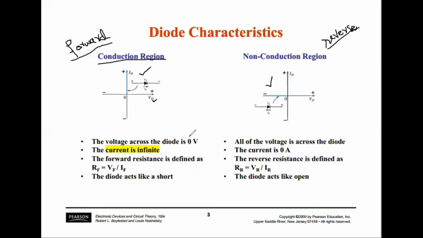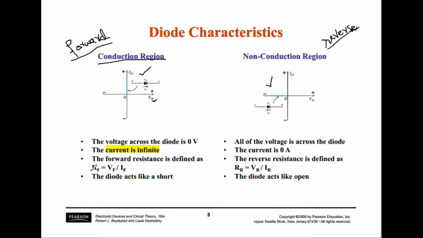and the voltage drop across a short circuit is always 0 volts. Current through any short circuit is infinite, while in the reverse direction, all of the voltage is across the diode, because now the diode is behaving like an open circuit, so all the voltage is dropping across it. As the diode is an open circuit, there is no current flowing in this direction, which we have seen in the earlier slide. The forward resistance is defined as this one.